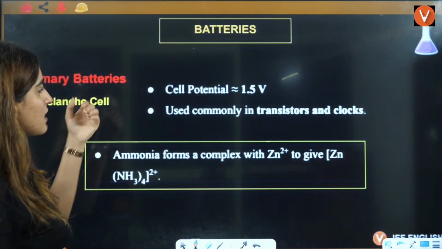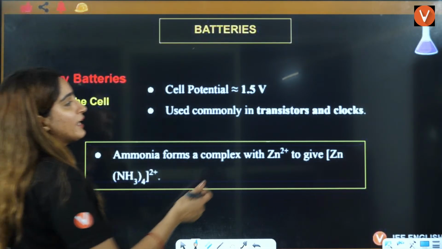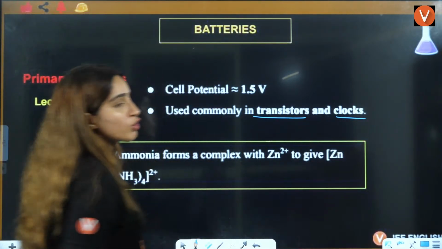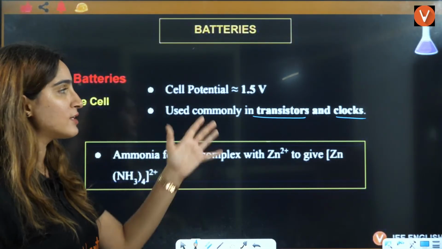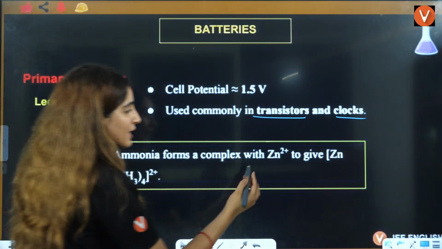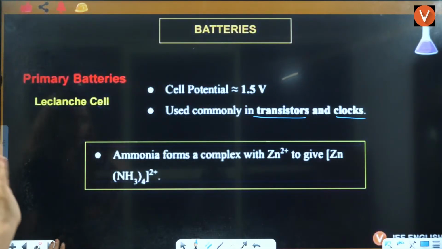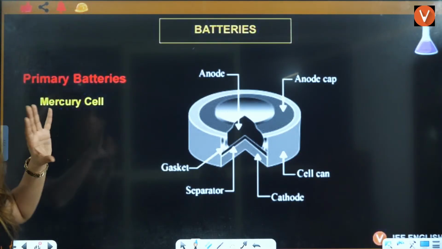Then what is the potential? That is 1.5 volt, used commonly in transistors or clocks, this particular battery is used in that, right? So ammonia forms a complex with Zn2+ to give, this thing is not important for you, you can ignore this as well. Second is mercury cell.